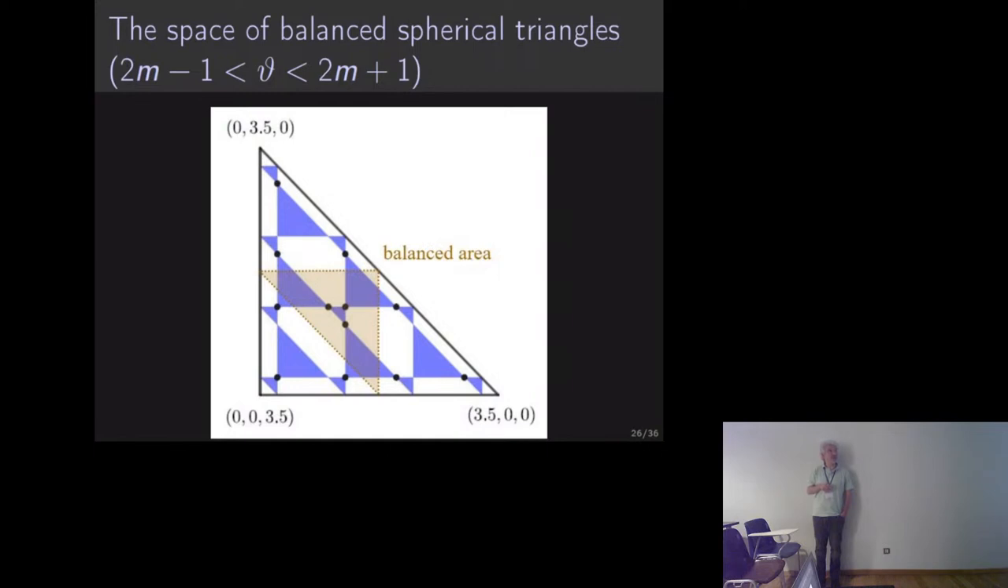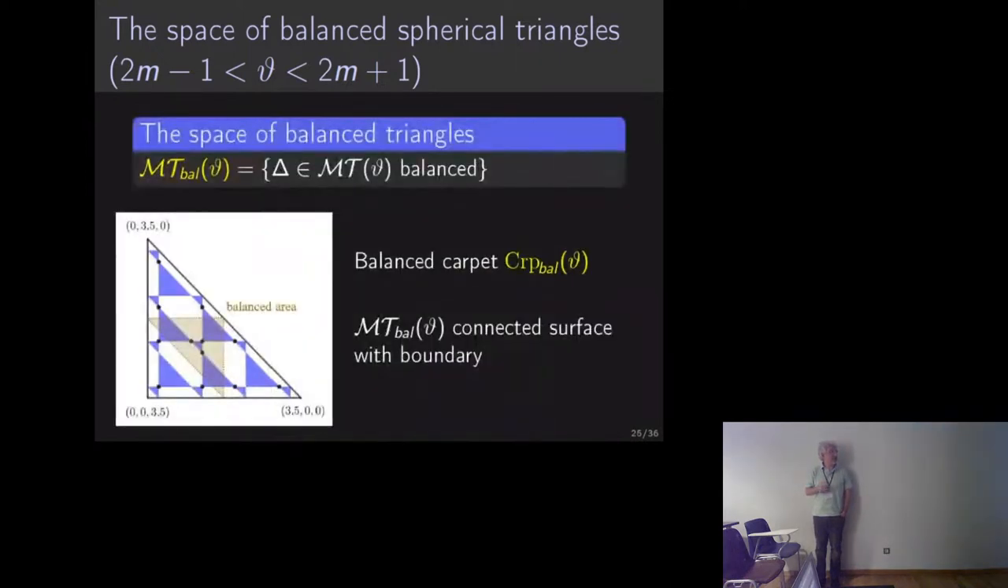So basically the space of balanced triangles is a surface, but it has boundaries. So how do we get, okay, let's go back here. So the space of balanced triangles is a connected surface with boundary. Now, the fact that it's connected, you have to analyze these vertices, but you see that all the vertices inside the balanced area are present, so this is indeed connected, also oriented.